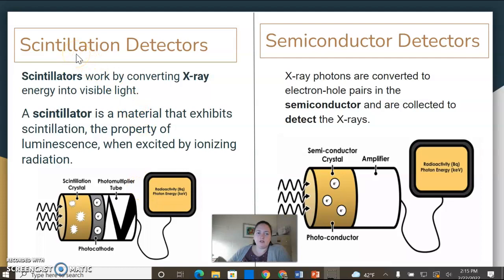The scintillation detectors. We know what a scintillator is if you've done your DR course. The scintillators work by converting X-ray energy into visible light. It's a material that exhibits scintillation, has the property of luminescence when excited by ionizing radiation. And then the semiconductor is when X-ray photons are converted to electron hole pairs in the semiconductor and then are collected to detect the X-rays.